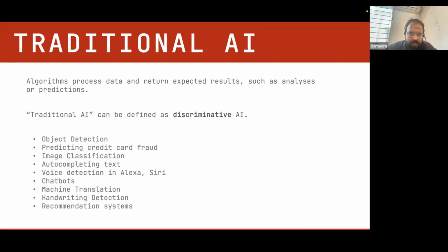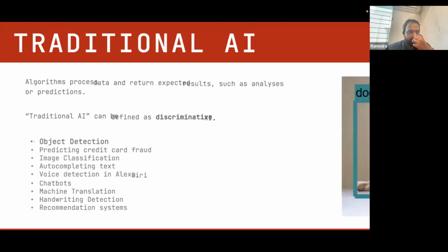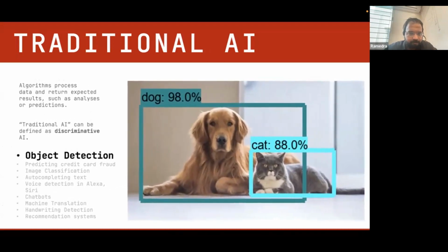How does that work? You show a lot of images of people who are wearing masks. You show a lot of images of people who are not wearing masks. And it is able to detect which one is with a mask and which one is without a mask, right? For example, object detection. There's a dog and a cat. A machine is able to tell which one is a dog and which one is a cat, and it is also telling how confident it is. So it is 98% sure that the image is a dog, 88% sure that it is a cat, right?